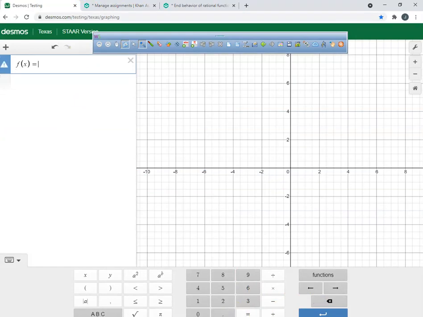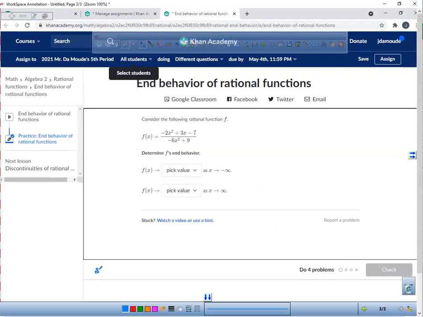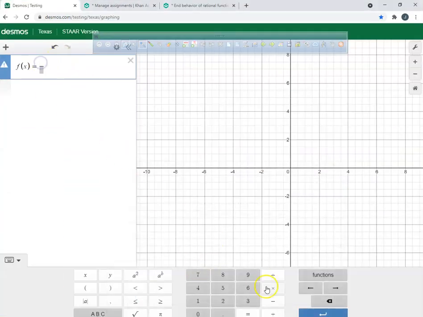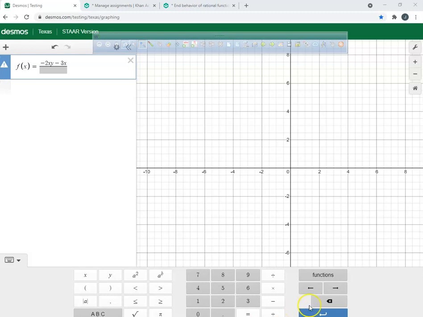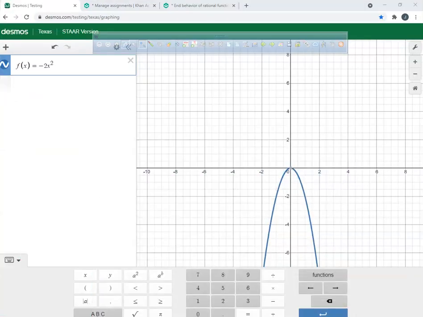Make a little fraction. Go back, take a look. Negative 2x squared plus 3x minus 7. All right. Negative 2x squared minus 3x. Was it plus 7, minus 7? Minus 7. Oh, whoa, I messed up there. 2x squared plus 3x.